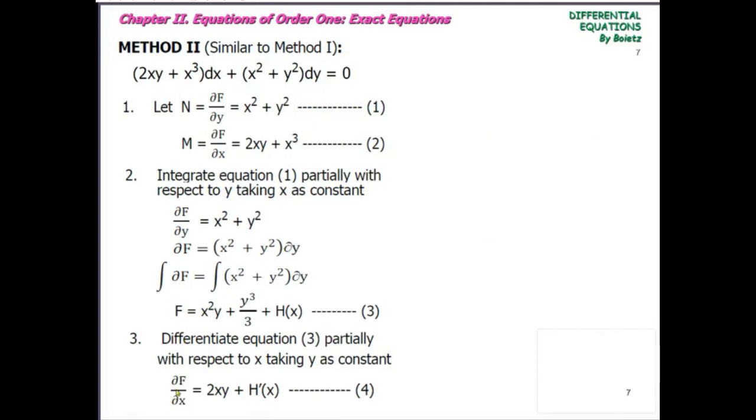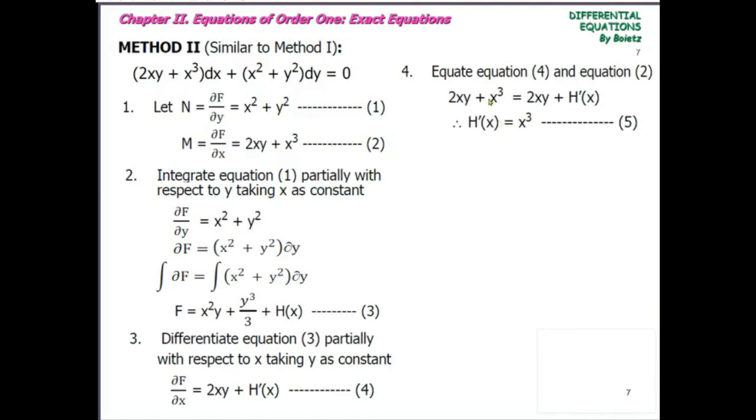So partial derivative of f with respect to x is equal to, with differentiate with respect to x, so magiging constant yung y, so magiging 2xy. Ayun. Then ito, constant yung y, 0. Plus ito, derivative ng hx is h prime x. Then again, equate equation 4 and then equation 2. So ito equation 2. This one is equation 4. May makakancel naman. 2xy cancel. Then h prime x is equal to x cubed. Call that equation 5. Then integrate equation 5 partially with respect to x. Then the integral of ito. Ayun.